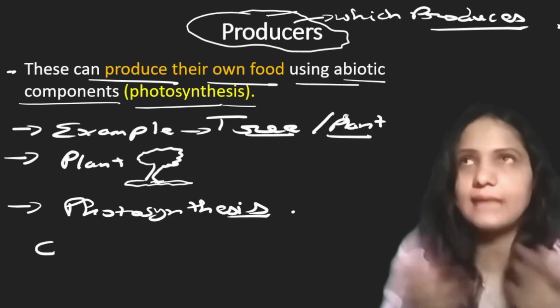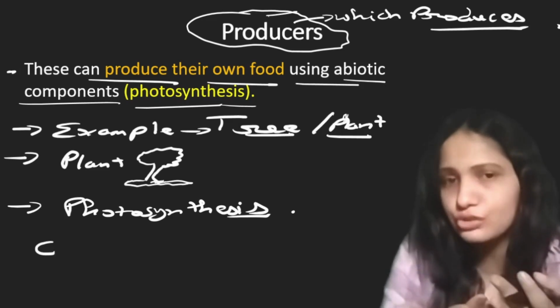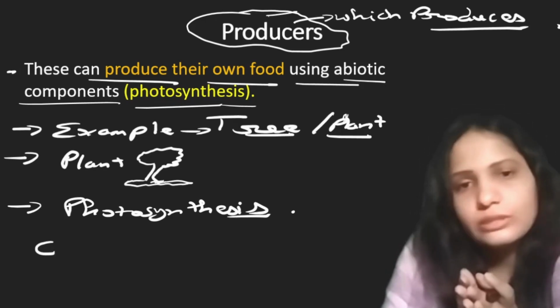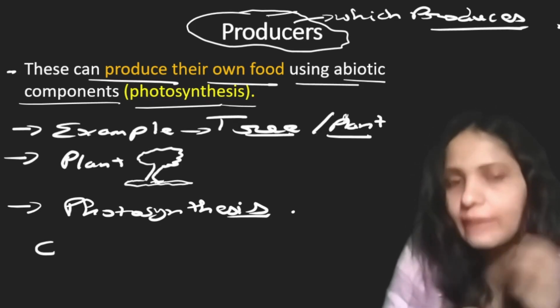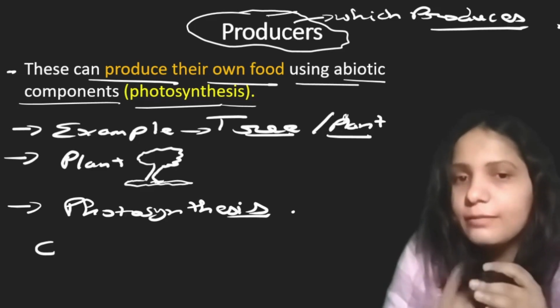Abiotic factors are the gases which are present in our surrounding, like oxygen, carbon dioxide, nitrogen. These are the gases present in our environment. So these are abiotic factors. Next, we have the component sunlight. We have sunlight in our surrounding, so that sunlight is again an abiotic factor.